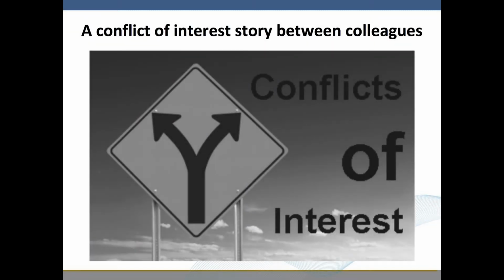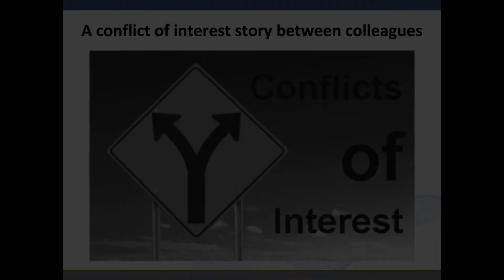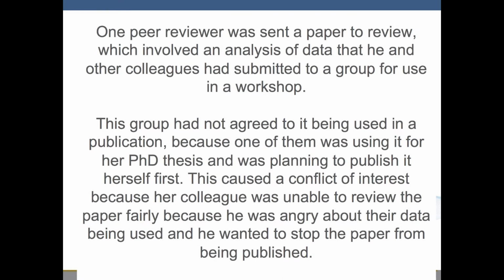A conflict of interest story between colleagues. One peer reviewer was sent a paper to review, which involved an analysis of data that he and other colleagues had submitted to a group for use in a workshop. This group had not agreed to it being used in publication because one of them was using it for her PhD thesis and was planning to publish it herself first.